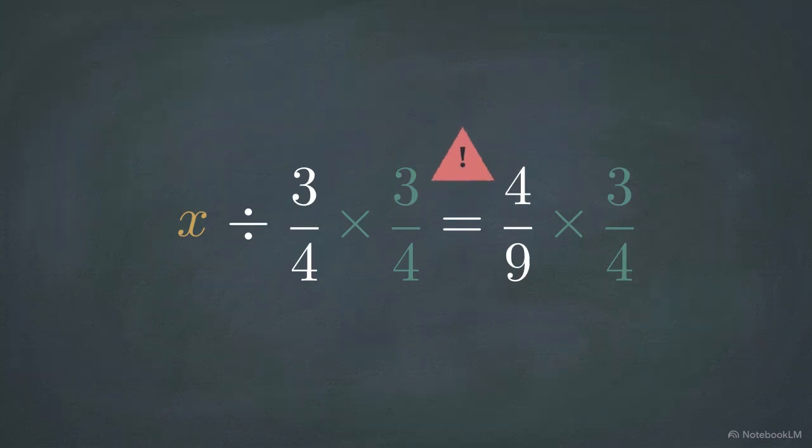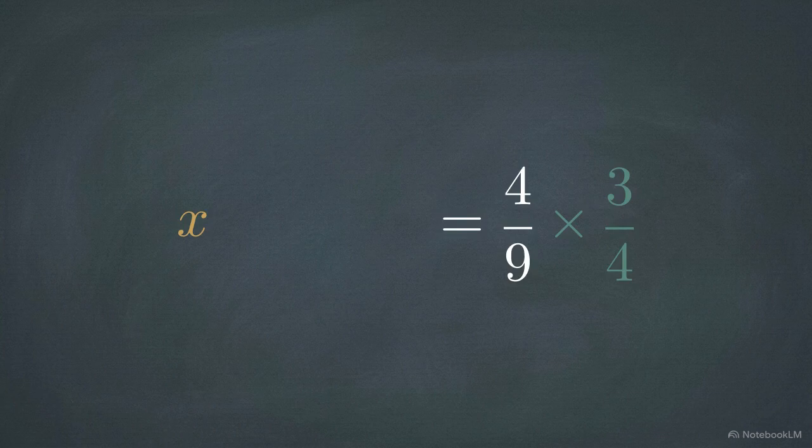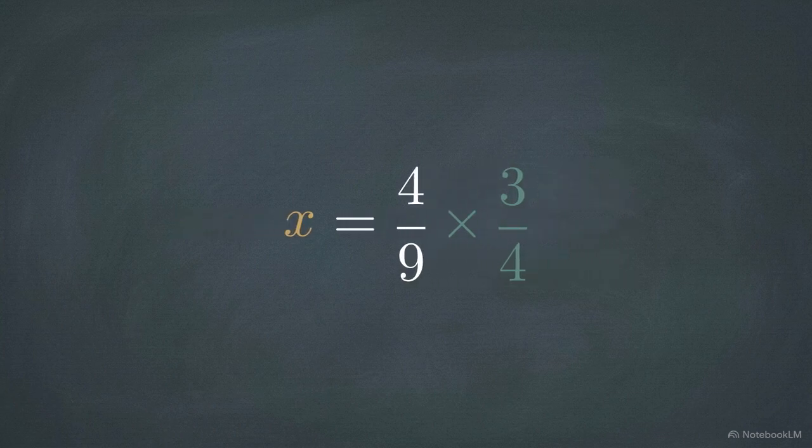A quick warning, do not divide here or you will throw the equation out of balance. On the left side, dividing by 3/4 and multiplying by 3/4 reverse each other perfectly. They cancel out, leaving us with x beautifully isolated. The equation is now x equals 4/9 multiplied by 3/4.